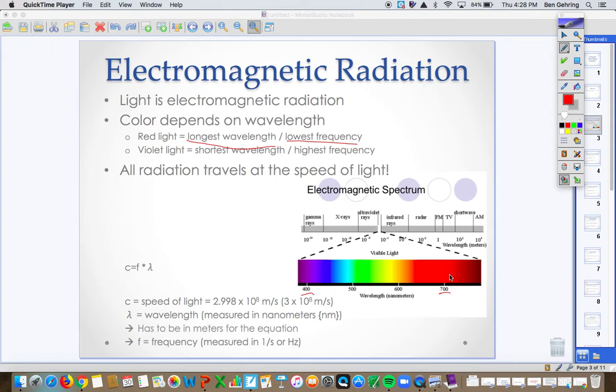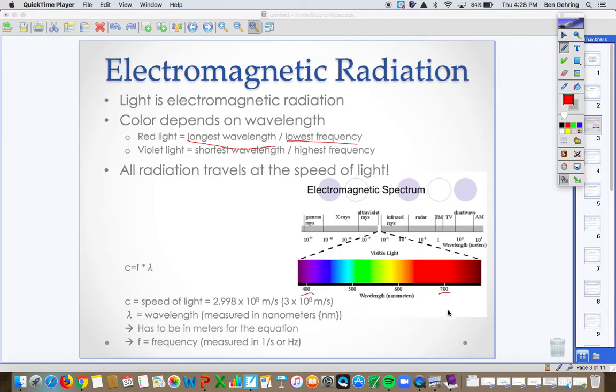So the colors of the rainbow are ROY G. BV, because they've kicked out indigo. So red, orange, yellow, green, blue, and violet are all related to these frequencies and wavelengths. And that's why the rainbow looks the way it does in the sky.